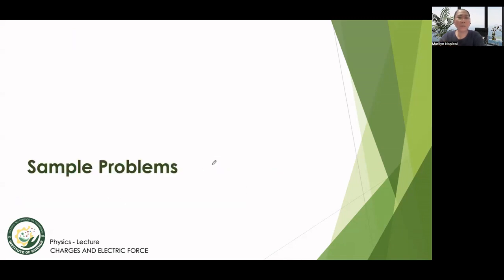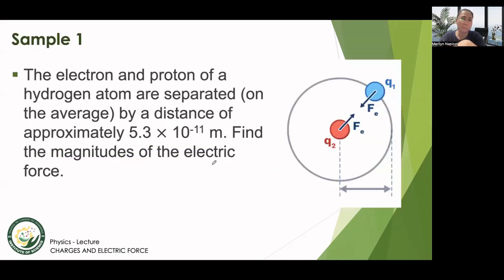Okay, now let's move on to some sample problems so para makita nyo kung paano ginagamit yung formula na yon. So example number 1, the electron and proton of a hydrogen atom are separated on the average by a distance of approximately 5.3 times 10 raised to negative 11 meters. So find the magnitude of the electric force.